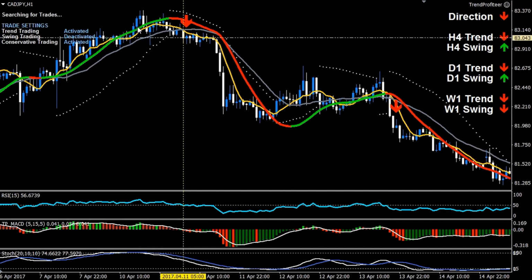So that's good. Trend follower needs to be red. The yellow moving average must be below the gray moving average. The RSI must be below the 50 line. The MACD must be below the 0 line. It must be red, and it must be below the signal line, which it is in this case. Only just, but nevertheless. And the white stochastic line must be below the blue stochastic line. In this case, they all are valid.